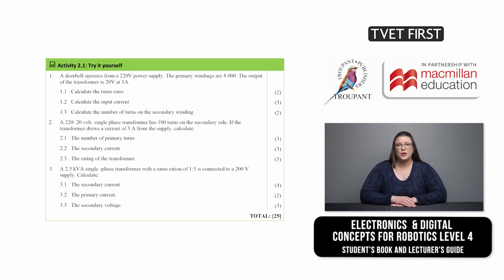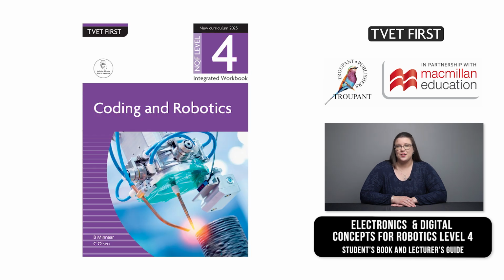The Students Book also includes varied activities so that students can practice and consolidate their knowledge. There are summaries and exam-type summative assessments at the end of each module to help students to revise and prepare for exams. The Students Book also includes all the required practicals for the subject. There is also a handy integrated workbook which includes the practical projects that students must complete for EDCR and Robotics and Industrial Automation Level 4.